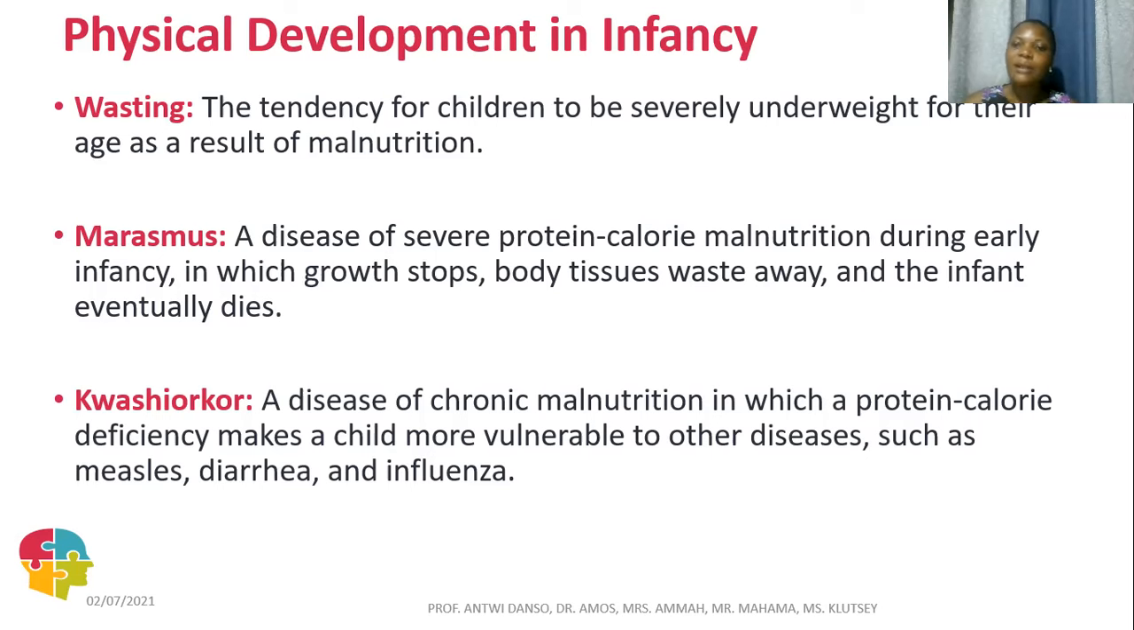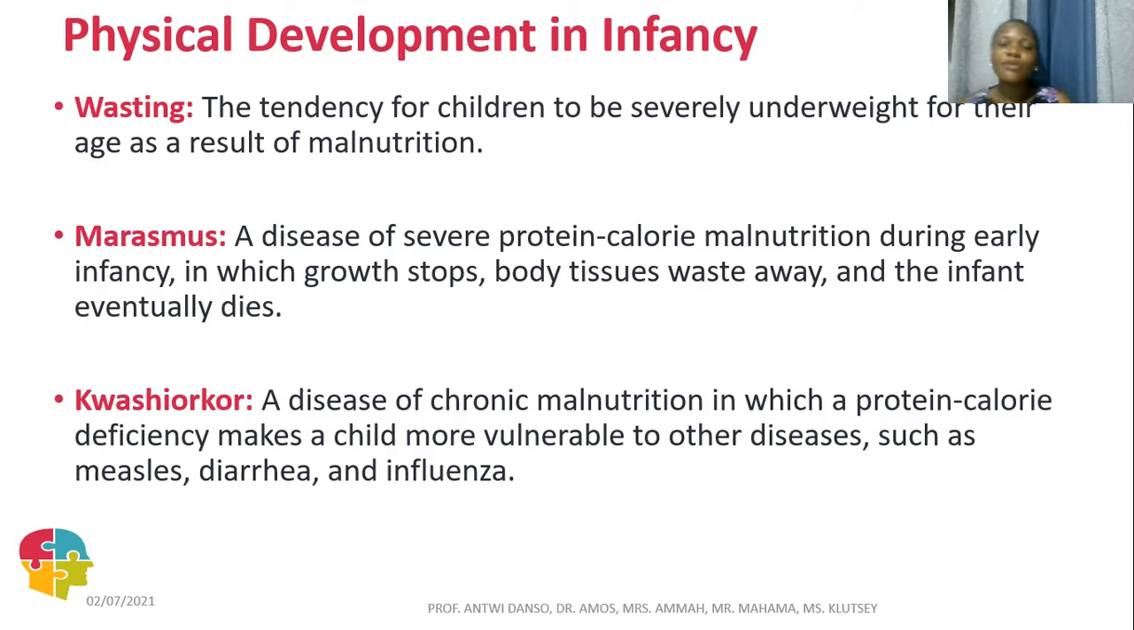We also have marasmus, which is a disease caused by severe protein calorie malnutrition. We said that protein calorie malnutrition is when the child does not get the right amount or proportion of the food. And so the body stops growing, the tissues waste away. And most importantly, at the end of the day, the child dies.